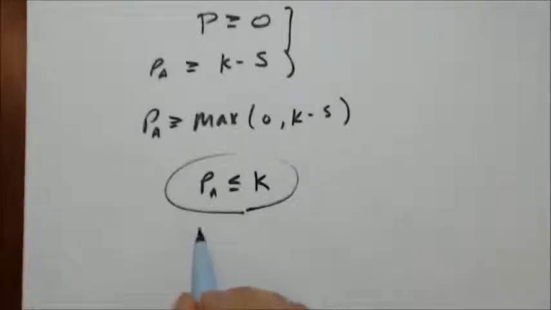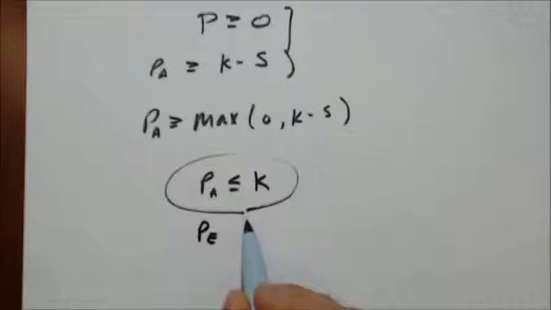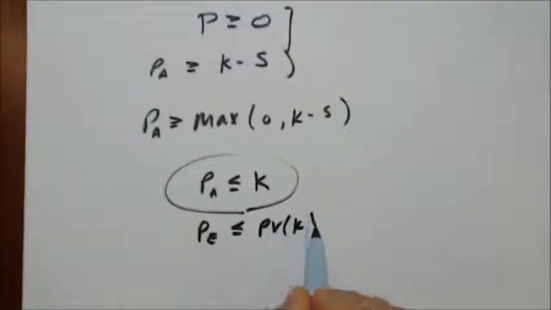Now with a European option, the maximum value is going to be the present value of K, because when you hold a European option, you can't actually get your hands on the proceeds today. You can only get them at expiration. So you have to compute the present value of that cash flow today.